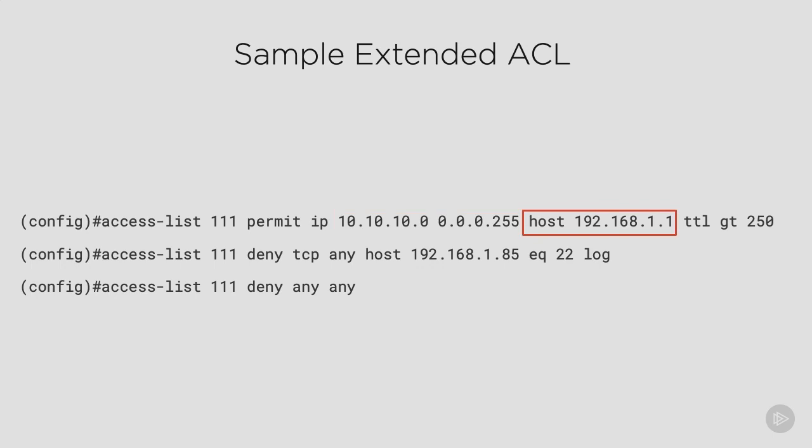So, this first line is permitting any IP traffic that is sourced from the 10.10.10.0/24 network destined to the host of 192.168.1.1 with a time to live that is greater than 250. In this case, the G in GT means greater and the T means than, so the time to live is greater than 250.